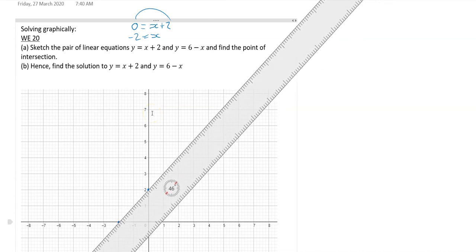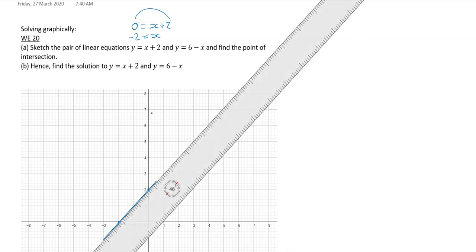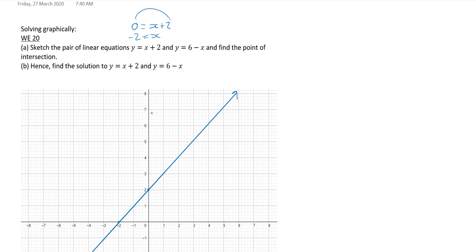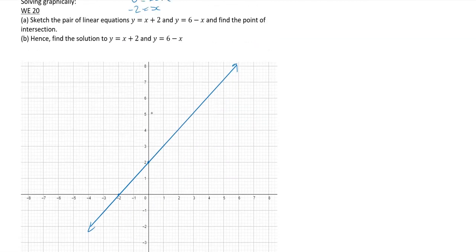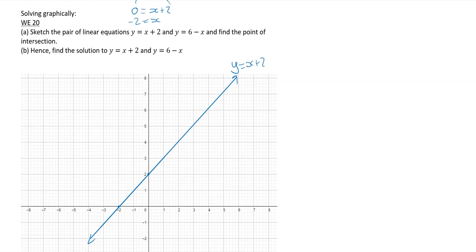Hopefully about there. Painful. Okay, yeah, that'll do. Okay, good. So we've got our line there, and that goes on forever there and goes on forever down there, wherever it goes, no big deal. And this is the equation y equals x plus 2. No harm in labeling it. I'll change color and plot the other graph now.